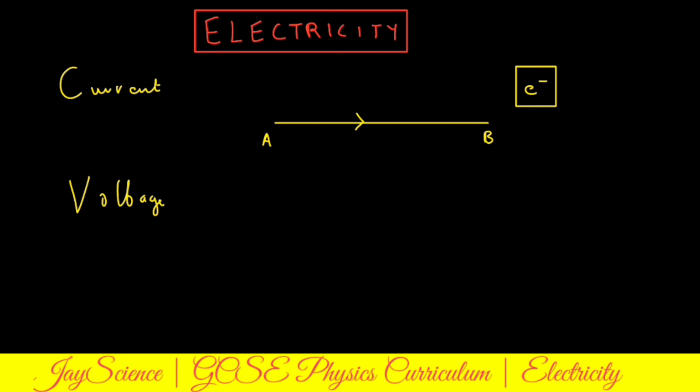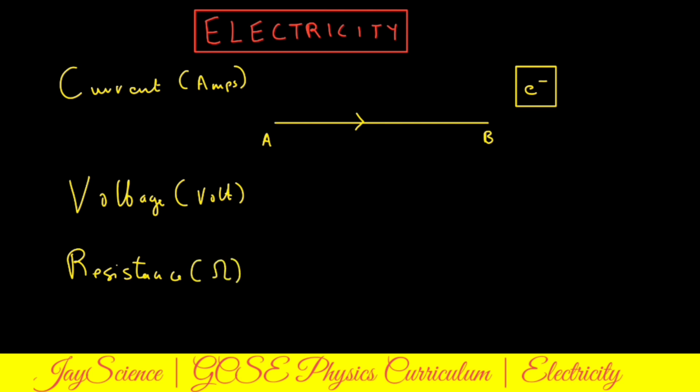And then the third term we need to get used to is what we call the resistance. Just before that, current is measured in amps, voltage is measured in volts, and the resistance is measured in ohms. Resistance is basically anything that slows the flow of charge around a circuit.